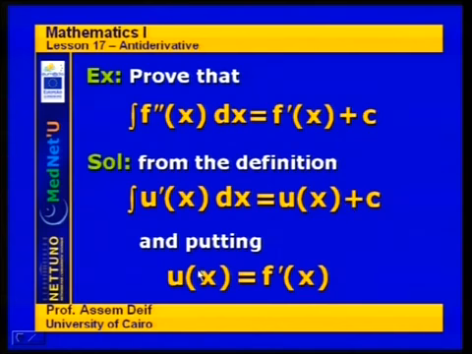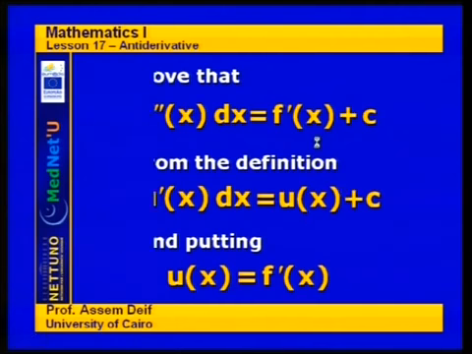So all you do is put u of x equal to f prime. If you put u of x equal to f prime, this becomes f double prime here, and this becomes f prime, and you end up with this expression here. So you use one of the properties of the indefinite integral, and all you do is put in a substitution.